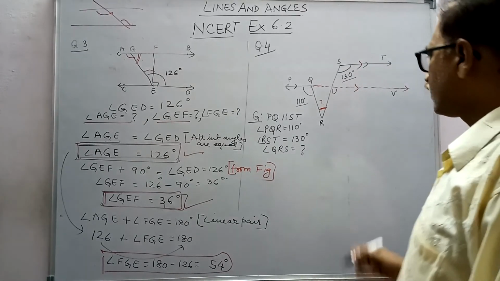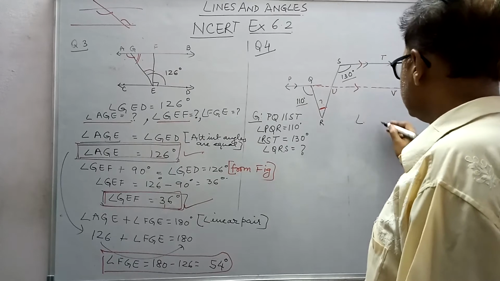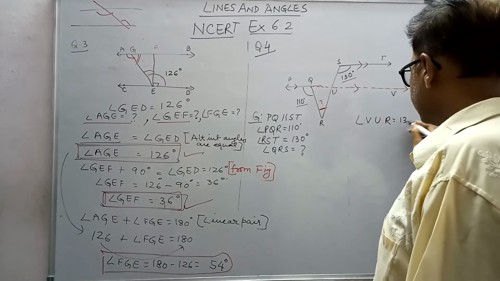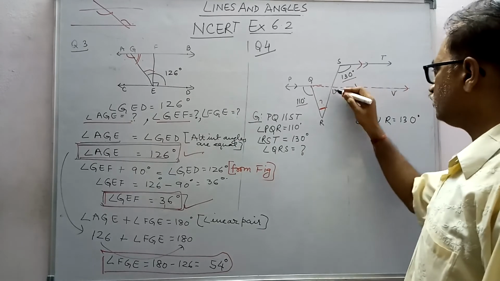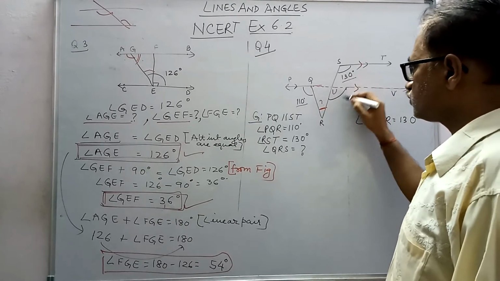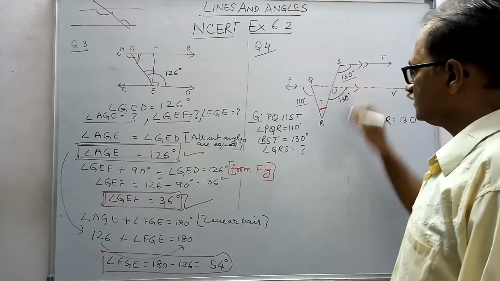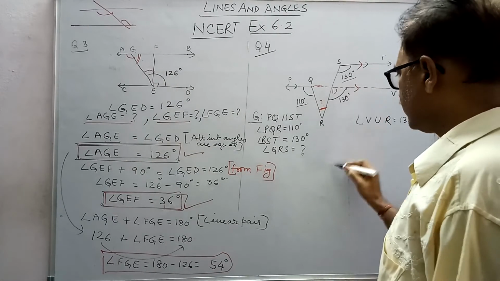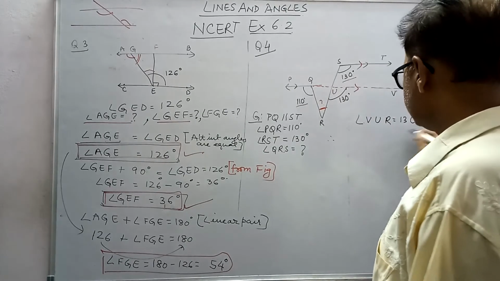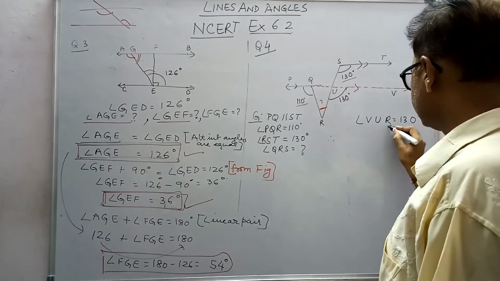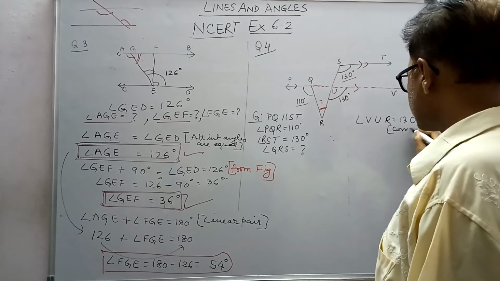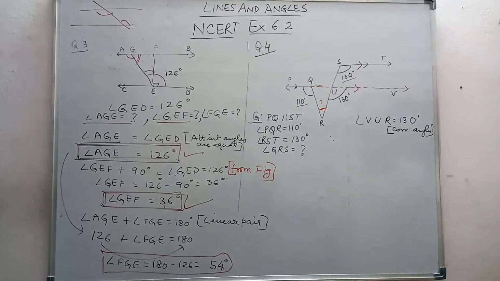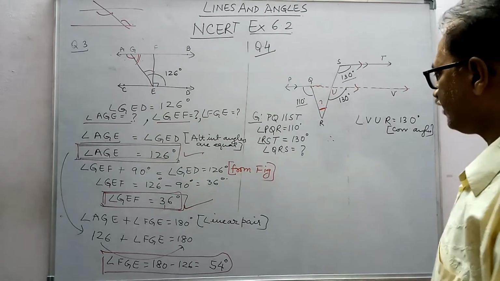Now you see angle VUR is equal to 130 degrees. This is 130, so this is also 130, because these are corresponding angles. Reason is corresponding angles. When two parallel lines are intersected by a transversal, then the pair of corresponding angles formed are equal.